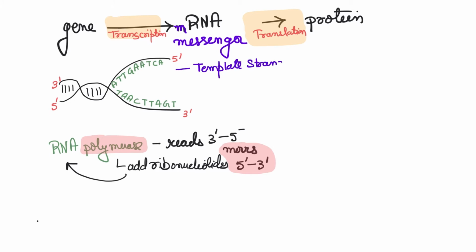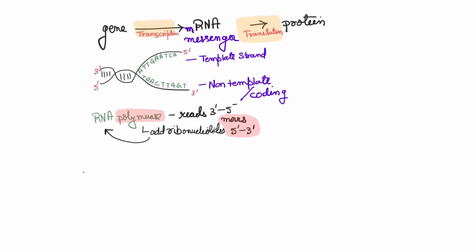Okay, so because it reads 3' to 5', that is called the template strand, and the other one the non-template or coding strand, because the code is actually just that, right? Because of the complementarity rules, it's exactly just that. Now let us try to do that.